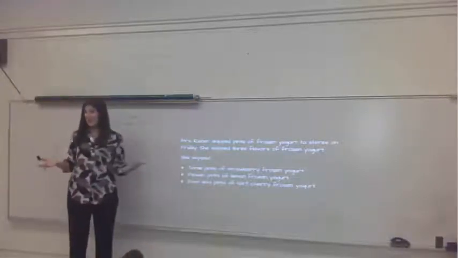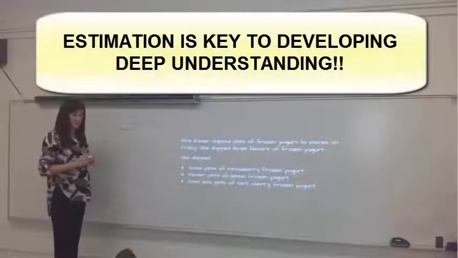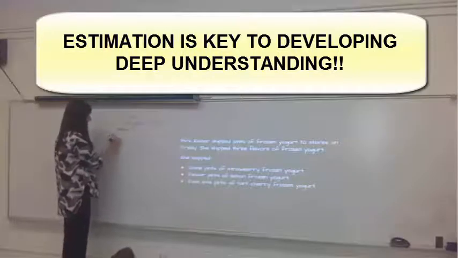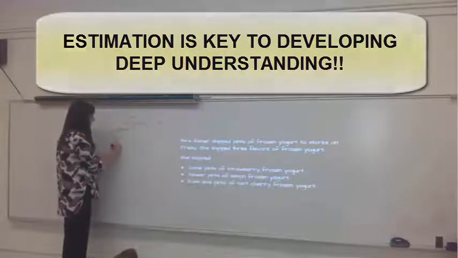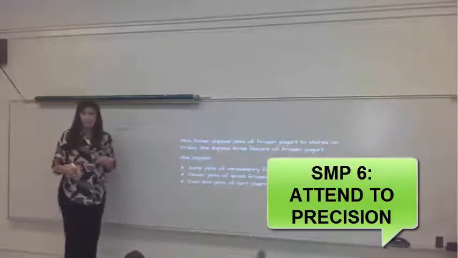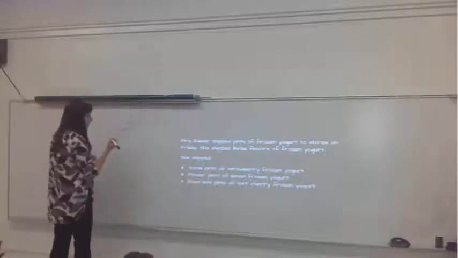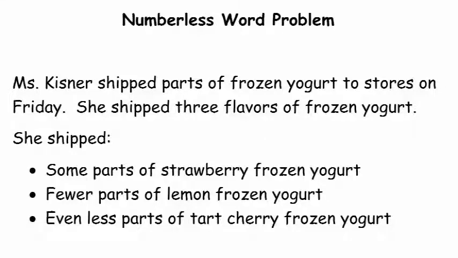Okay, so y'all want to get brave? You know we're big on estimation here. You want to try to make some estimates? I think there'll be 3 pints of strawberry, 2 pints of lemon, and then 1 pint of tart cherry. And I love how you were saying pints of and giving me that precision. I love that. Probably strawberry pints 5, I would say, and then lemon 3, and then even less, 1. Of what? Tart cherry.